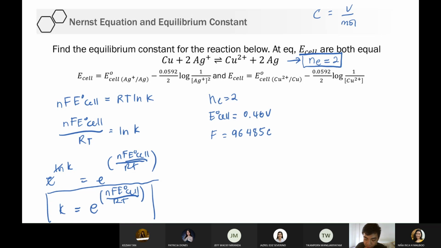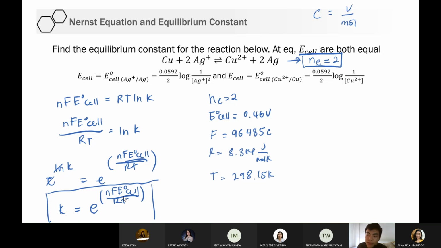But again, I will not write down the units. R is 8.314 joule per mole Kelvin, and then the T, if the temperature is not stated, you just use 25 degrees Celsius. Again, if the temperature is not stated, use 25 degrees Celsius or 298.15 Kelvin.